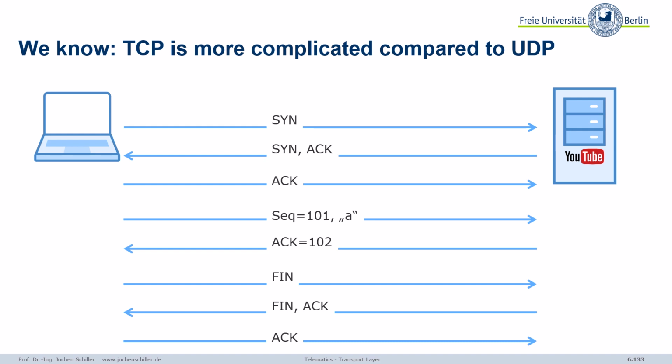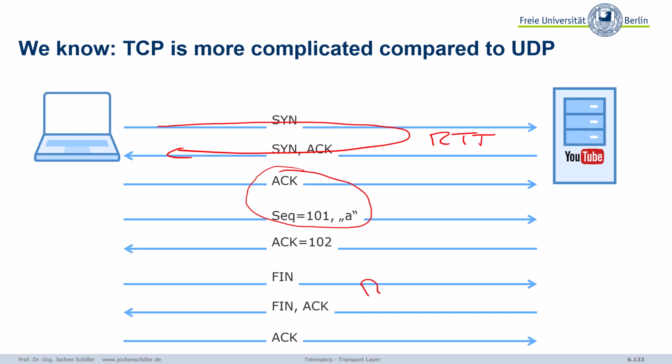But this also shows you, well, okay, this is one round trip time. This takes some time. We can combine sending acknowledgement and sending data. That's fine. To tear down, you again see the round trip times involved here. Okay, this costs some time. So I will come back to this, how we can maybe improve this.